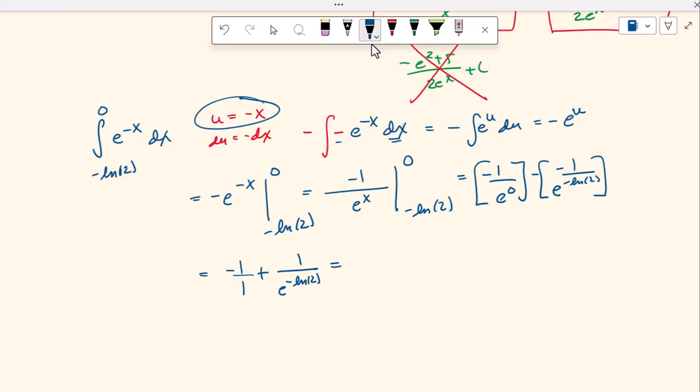And let's rewrite that again. So negative 1 over 1 is negative 1. Now, because that negative is in the exponent, I can flip that up top just like this.